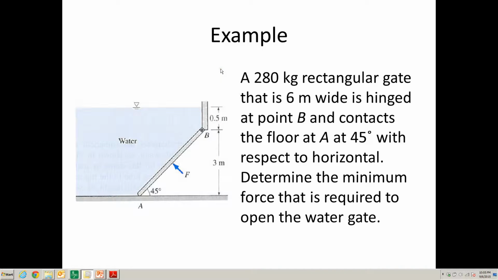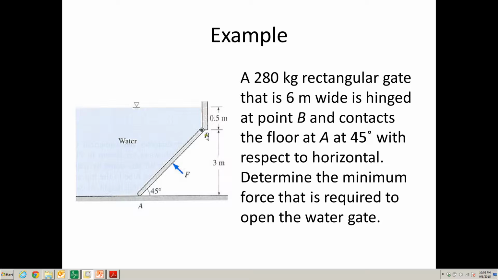In this video, we're going to look at an example problem that's related to hydrostatics. In this problem, we have a 280 kilogram rectangular gate that is 6 meters wide. That 6 meter dimension is into the page.